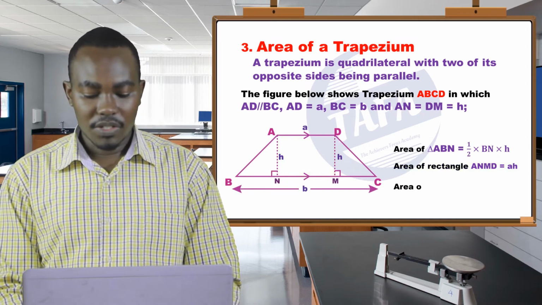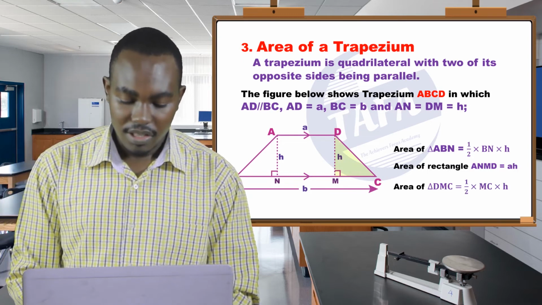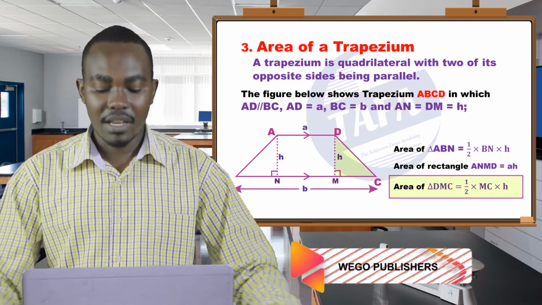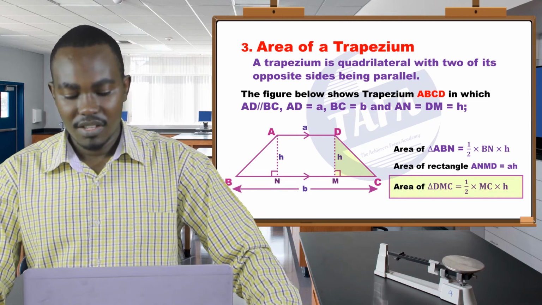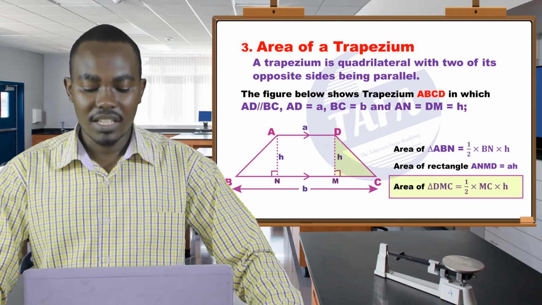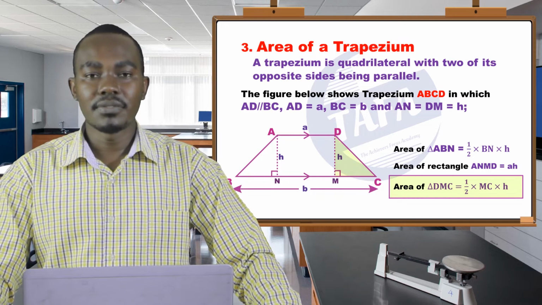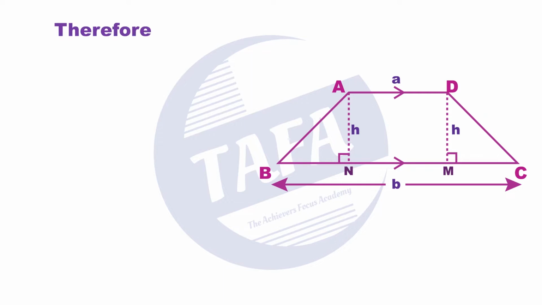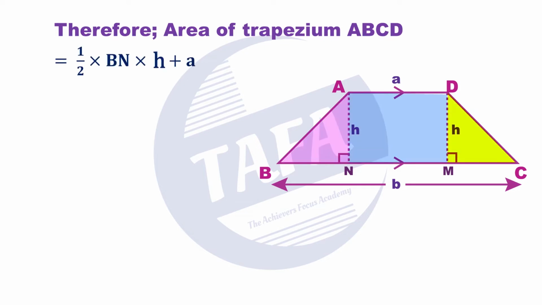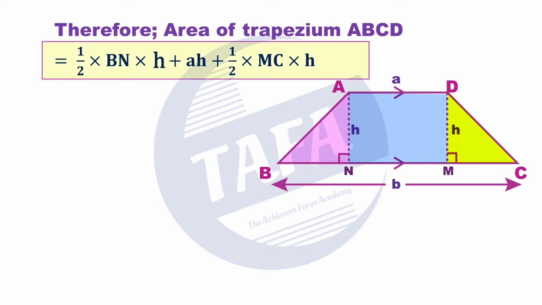Then area of triangle DMC. That area, we use the formula half base times height. The base of that triangle DMC is MC. The height is MD, which is given as H. Therefore, the area is a half times MC times H. So the area of trapezium ABCD is equal to the sum of those areas. That is a half BN times H plus AH plus a half MC times H.